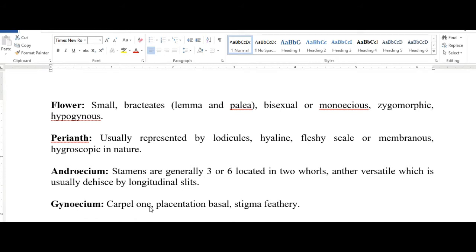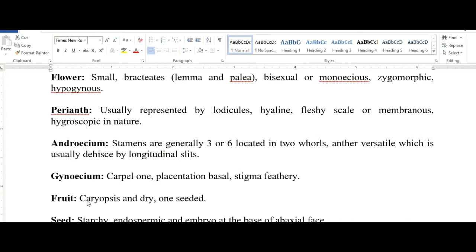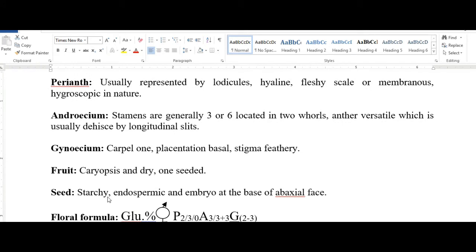Gynoecium: carpel 1, placentation basal, stigma feathery, stigma bilobed. Fruit is caryopsis, dry, one-seeded. Seed starchy, endospermic, and embryo at the base of the abaxial face.